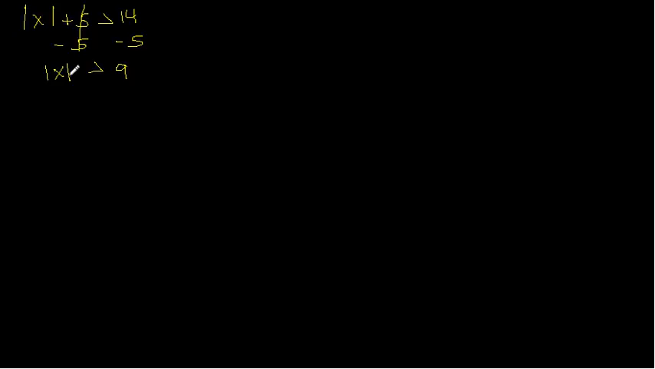Once you get to this point, since 5 was added to the absolute value of x and we've subtracted it, the thing you want to think is: the distance from x to 0 is greater than 9 units. So the distance from x to 0 is greater than 9 units.